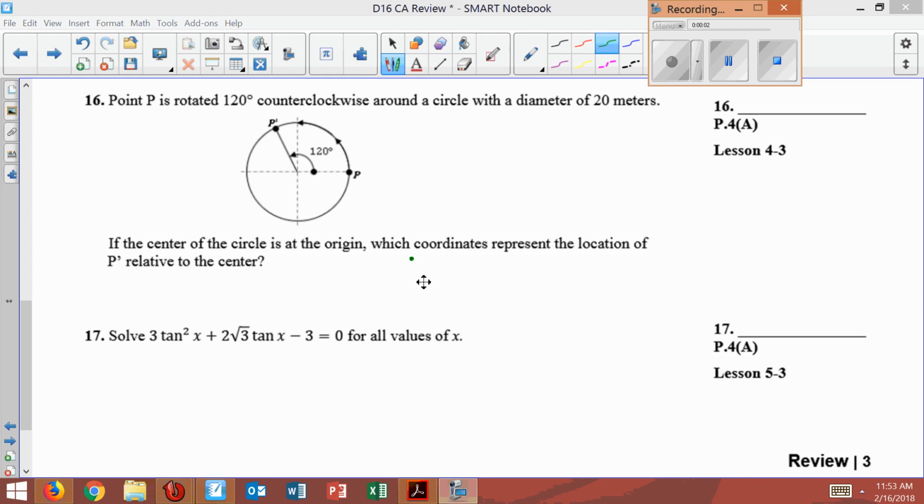Number 16. Point P is rotated 120 degrees counterclockwise around a circle with a diameter of 20 meters. If the center of the circle is at the origin, which coordinates represent the location of P prime relative to the center? That P apostrophe, we call that P prime. It just means P has been moved. So as we look at this, when it says which coordinates, what you're looking for is an X and Y value. That's what we're actually looking for.